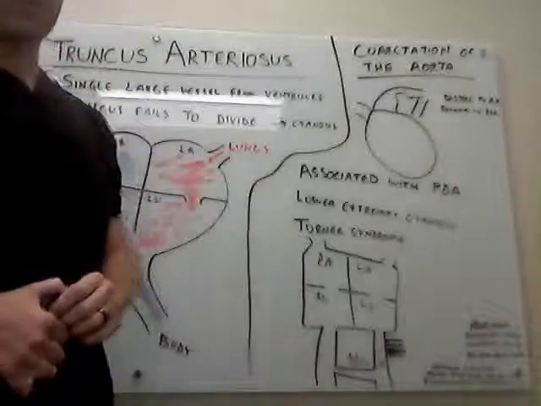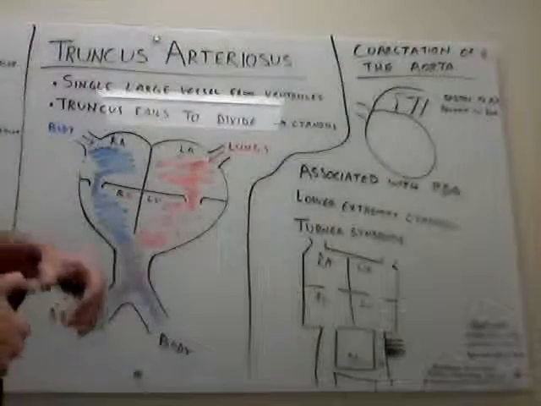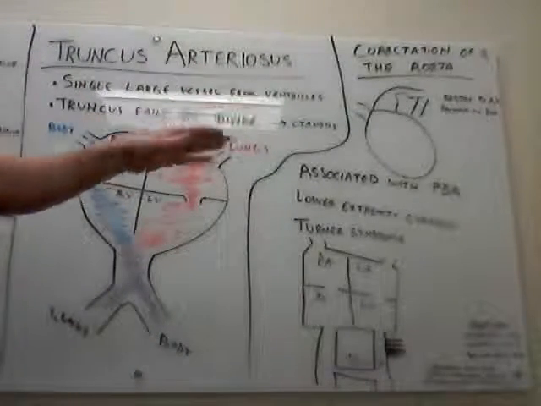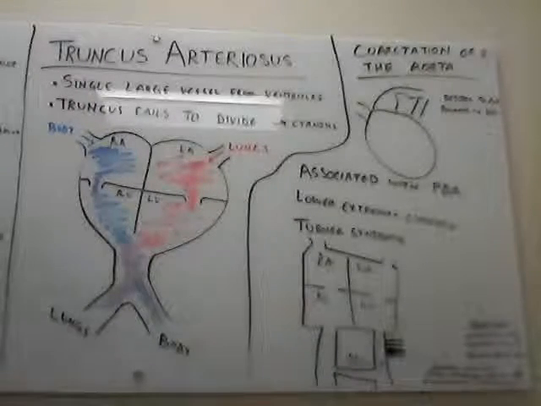We're talking about cardiovascular congenital disorders. And the three that we're going to be talking about are coarctation of the aorta, Truncus Arteriosus, and then lastly we're going to talk about Tricuspid Atresia.